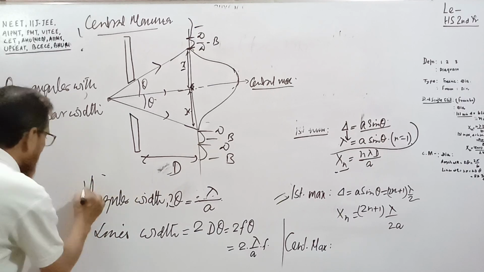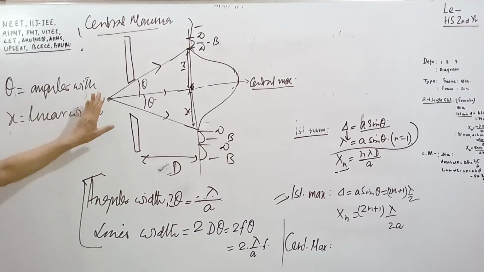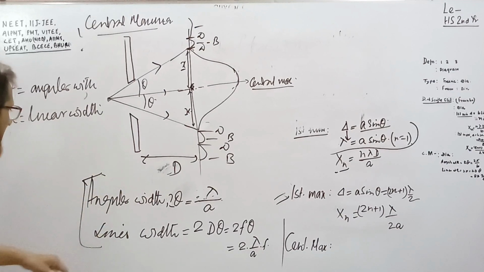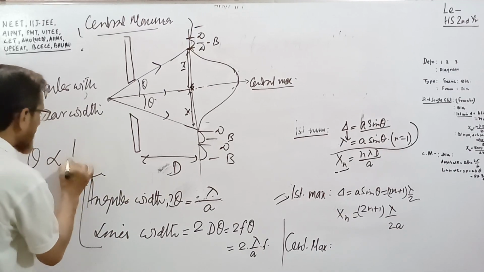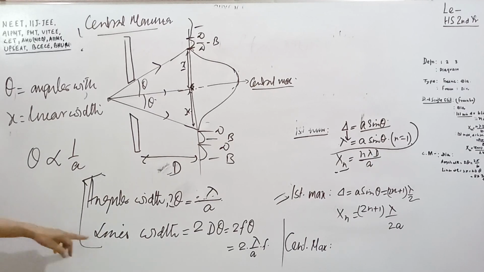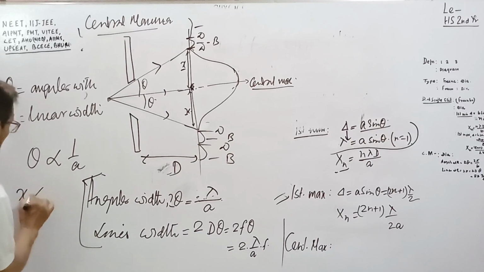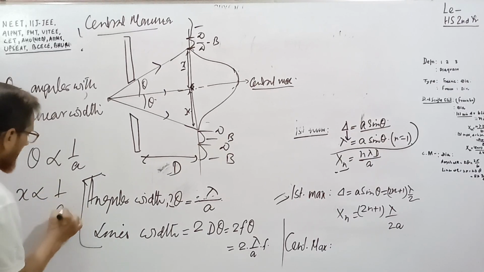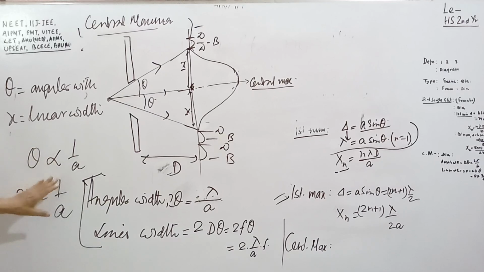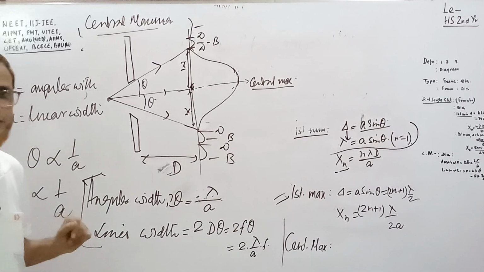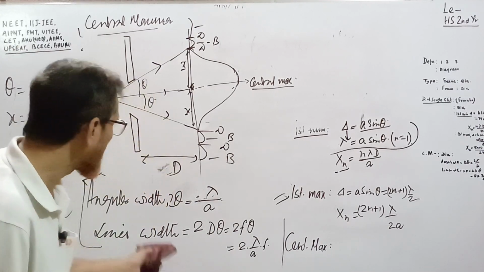So from this point, a lot of questions come when we solve entrance questions. We'll find that angular width theta is inversely proportional to the width of the slit, and in case of linear width it is again also inversely proportional to the width of the slit. The more the width, the less is the angular width, and the less the width of the slit, the more is the linear width of the fringe. So this is all about the theoretical part.